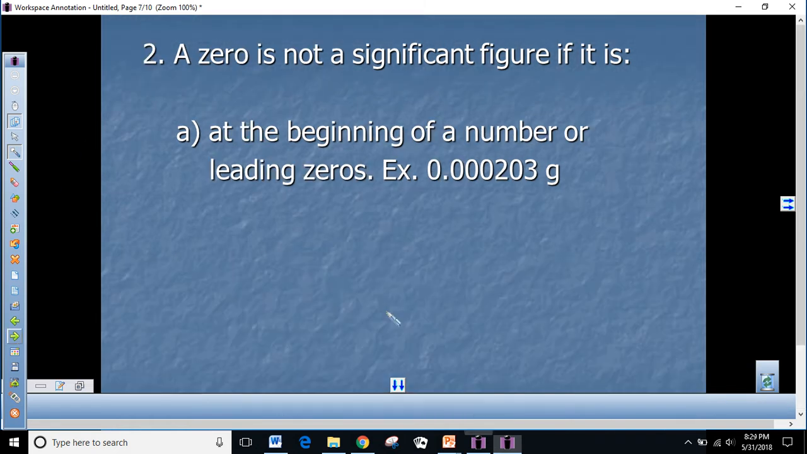So let's see if we can talk about ones that are not significant. Let's talk about the zeros. If they're beginning zeros, we call them leading zeros.